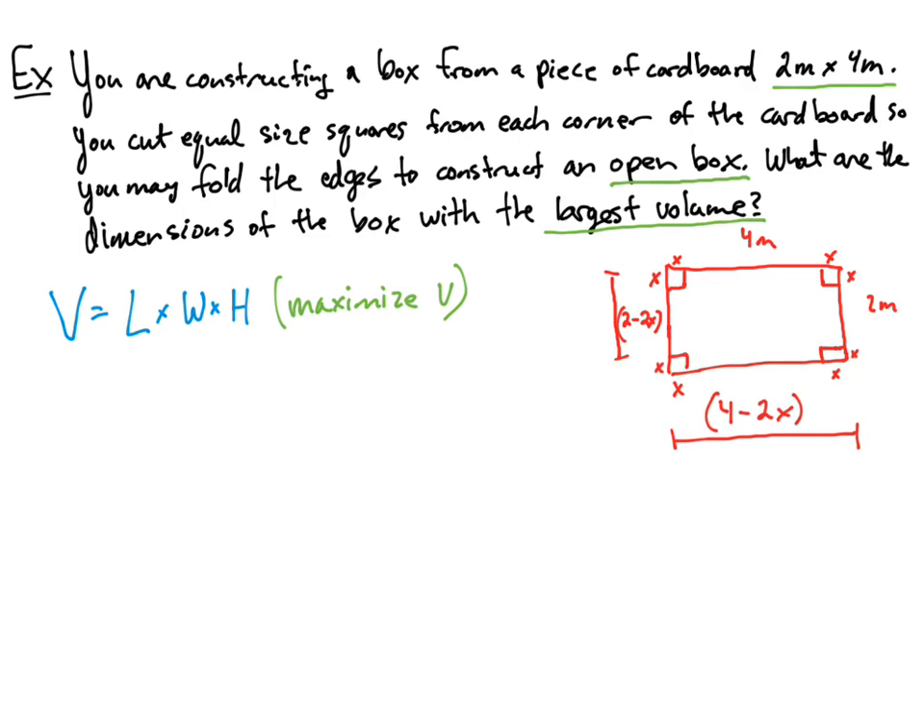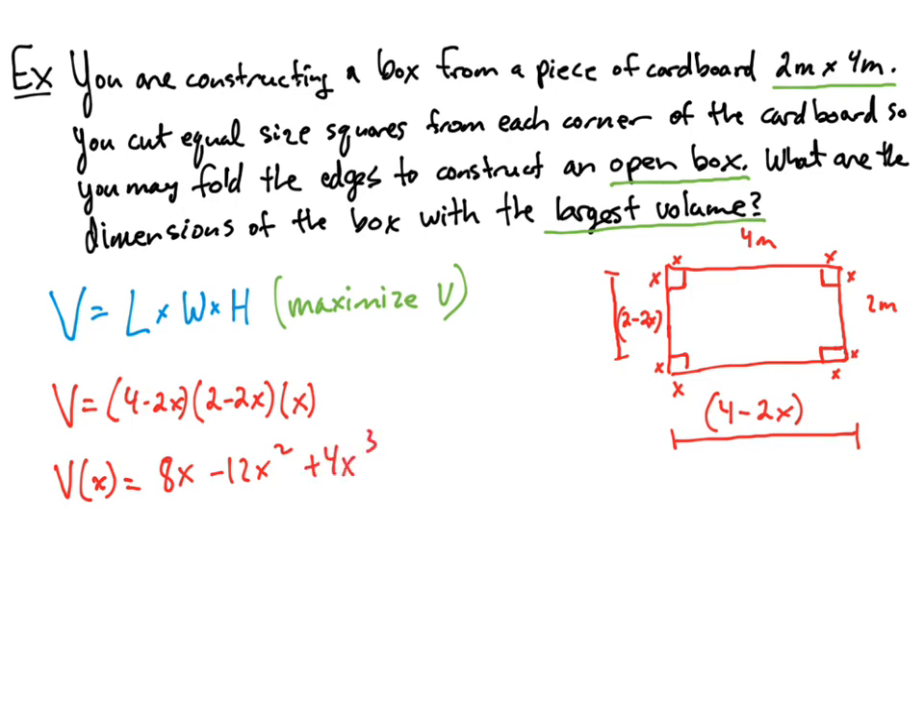So let's make some substitutions into the volume over here. The length we're going to say is 4 minus 2x. The width we could say is 2 minus 2x. And the height is just going to be x. Okay, so now we have a function V in terms of x. So I'm going to multiply all of this out, and again, rewrite this as V of x. Multiplying this out, we end up with 8x minus 12x squared plus 4x cubed.